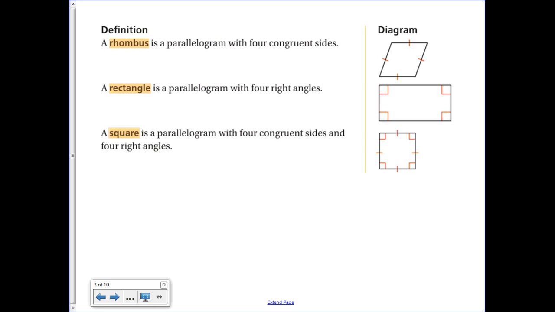It's really rectangles that have 4 90-degree angles. And a square is a type of rectangle because it meets that requirement. A square is also considered a type of rhombus because it meets the requirement of having 4 congruent sides. So a rhombus is talking about sides, a rectangle is talking about angles, and a square is both of those things put together.